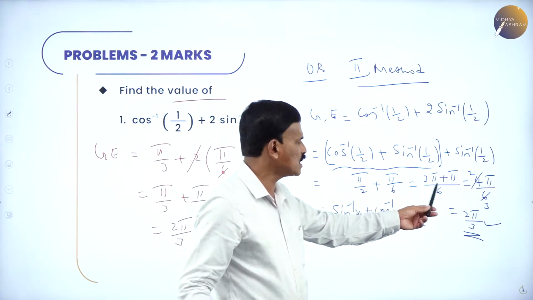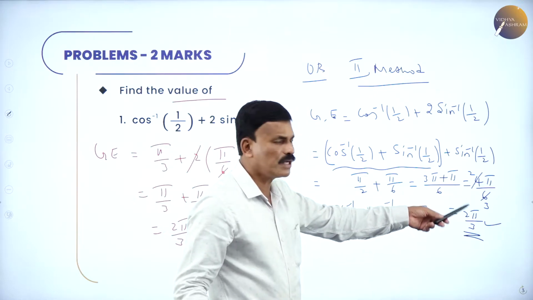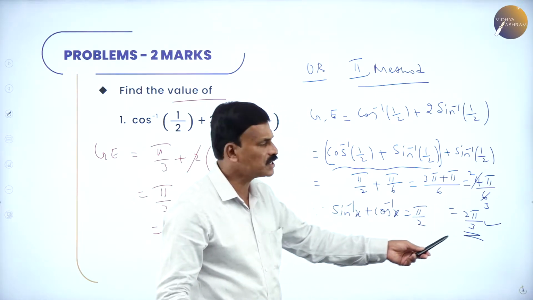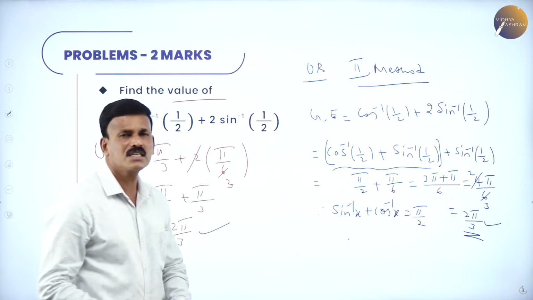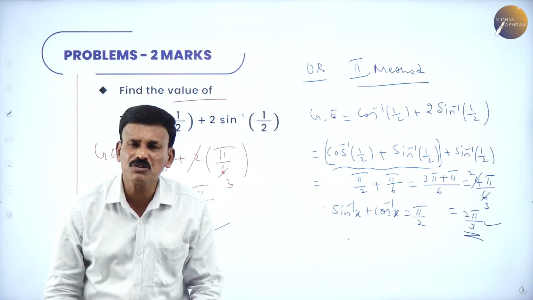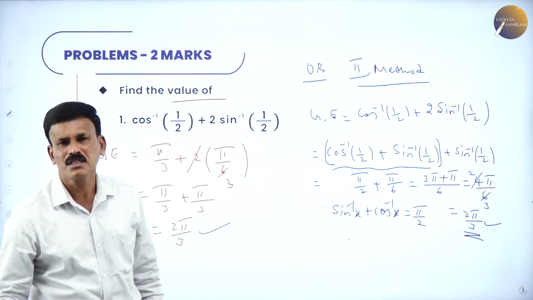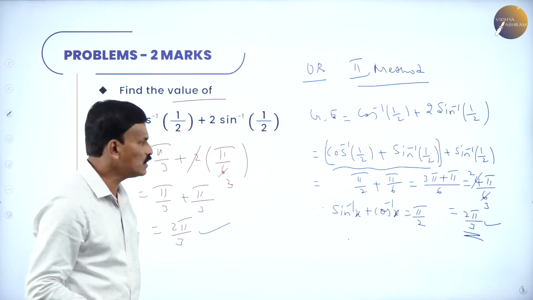Take LCM. 6 is LCM. 3 pi plus pi, 4 pi by 6, divide by 2. 2 2s are 4, 2 3s are 6, gets cancelled. You will get the answer as 2 pi by 3. So any method you can use, you can follow. But this is a very important problem.